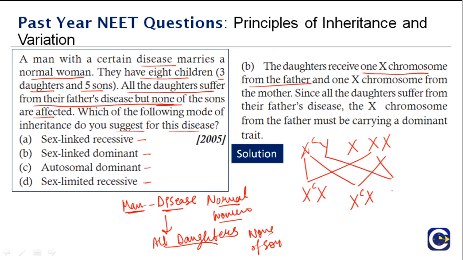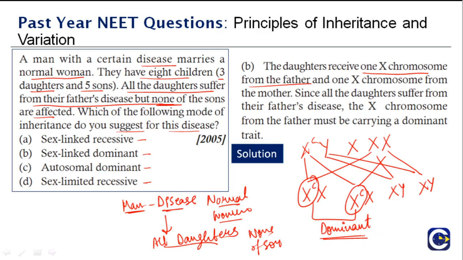None of the sons has the disease because the Y chromosome goes to the son. And presence of only one X chromosome causes this disease in the daughters. Therefore, it is an X-linked dominant disease. You should also remember that whenever it is an X-linked dominant disease, all the daughters are affected and none of the sons are affected. And this will also help you in solving the pedigree questions.